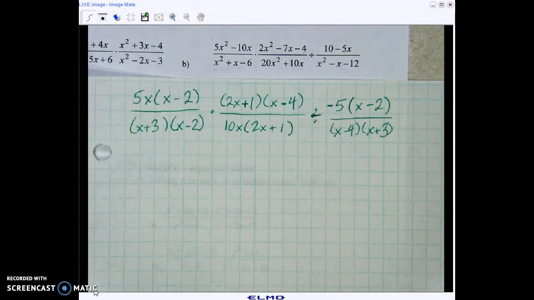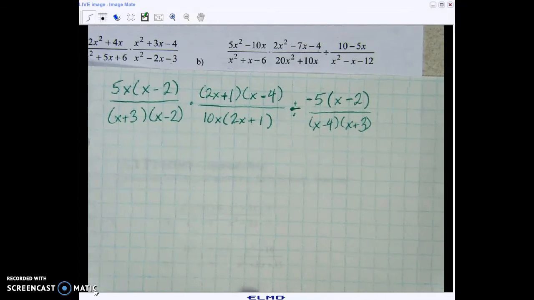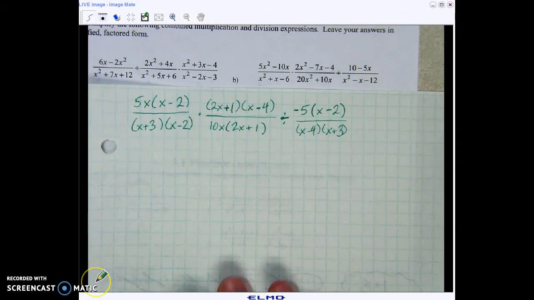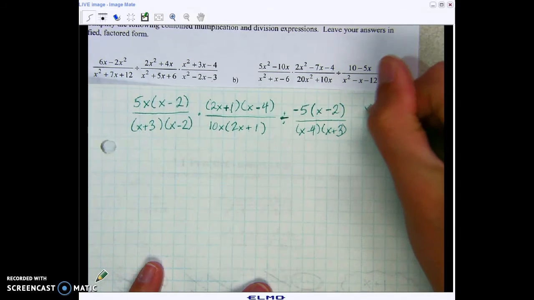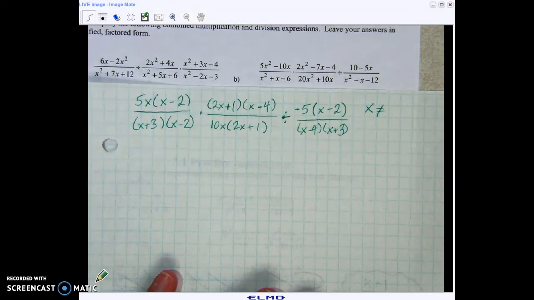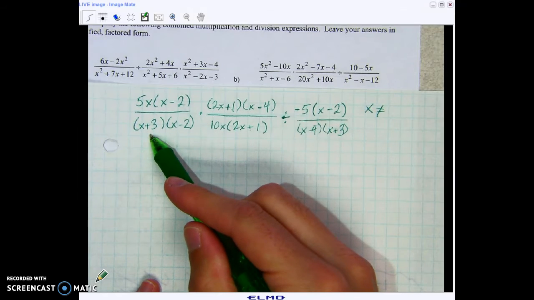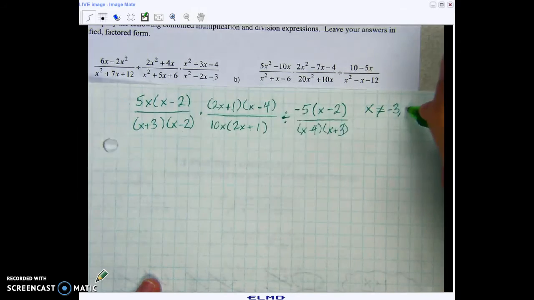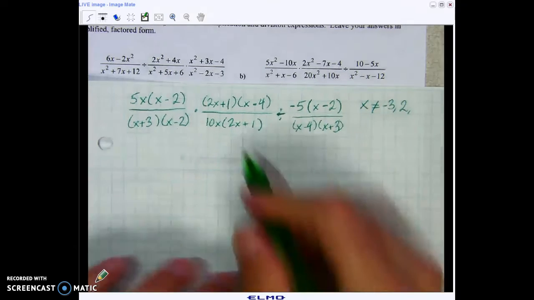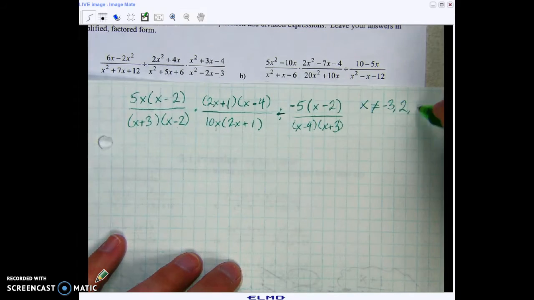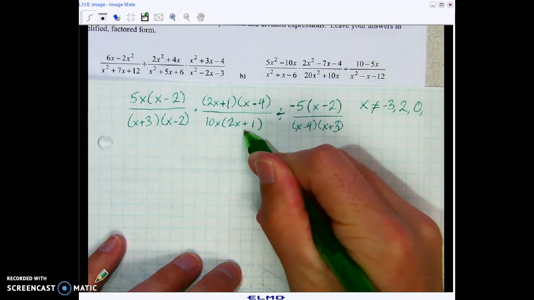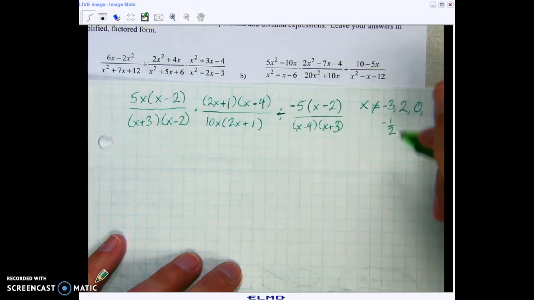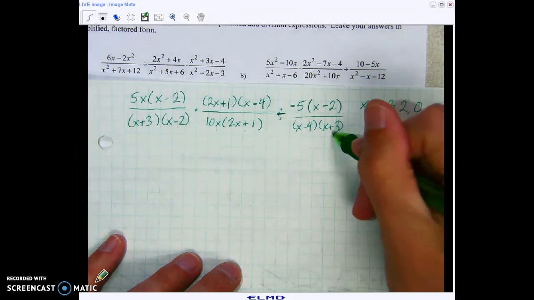Okay. So far, guys, notice how we have some restrictions in the domain, don't we? What can x not be equal to from these denominators? x cannot be equal to negative 3, positive 2. That means 0 right there, right? 0. And then this would be a negative 1/2. And then this would be a 4. And then that's still going to be a negative 3.